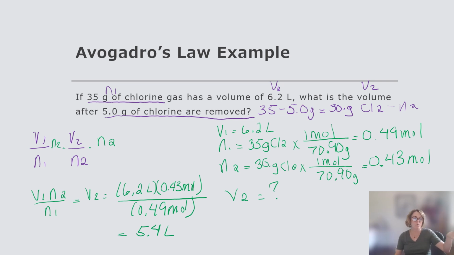Does this make sense? I started out with 35 grams of chlorine gas with a volume of 6.2. I removed some of that gas, and so the volume should have decreased, and in this case, yep, the volume definitely did decrease. It went from 6.2 to 5.4. And again, I want to make sure that I have the right number of sig figs. Everything in here has two significant figures, so my final answer should have two significant figures.